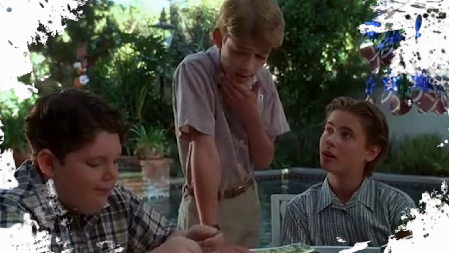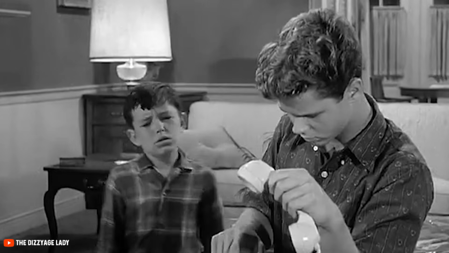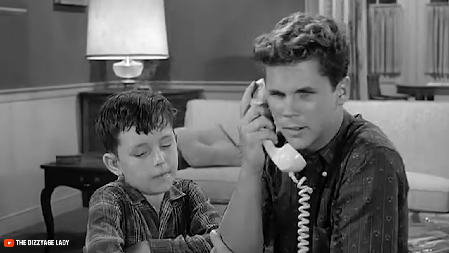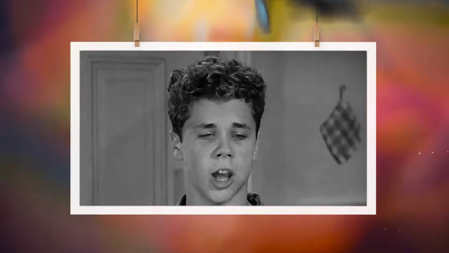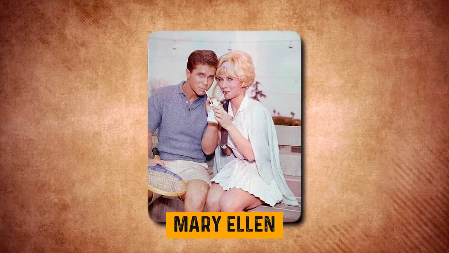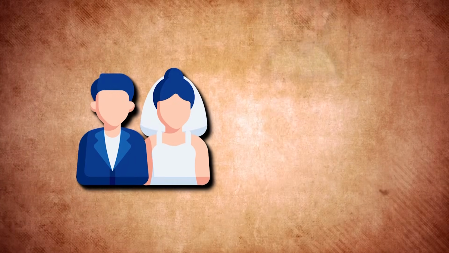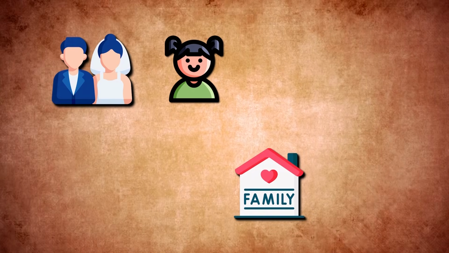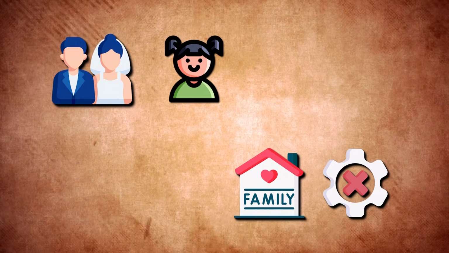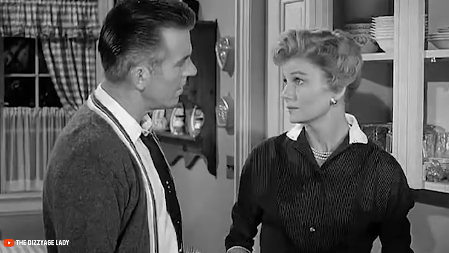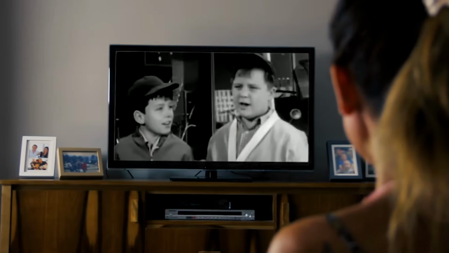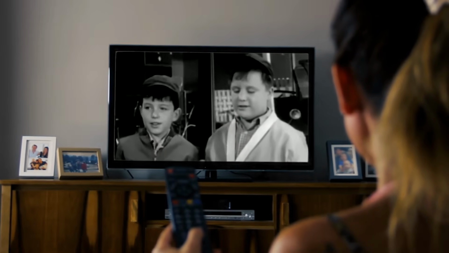Things are not much better for Beaver's older brother, Wally. During the original series, Wally was the successful and popular son who excelled in sports and attracted plenty of attention. In the reunion movie, he is married to Mary Ellen, but the couple does not have children. Although they want to start a family, they are unable to do so. The situation presents a very different picture from the perfect image many viewers remembered from the original show.